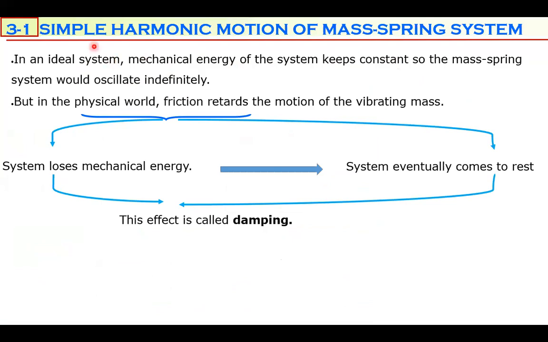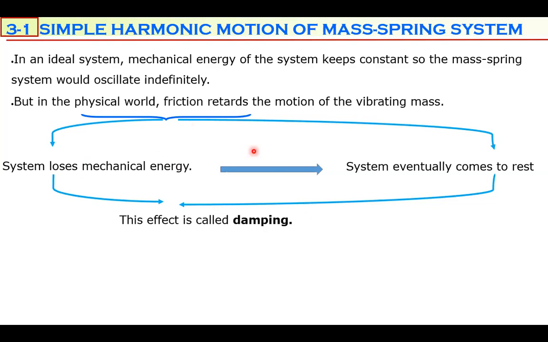But in the physical world, there is always friction, and this friction retards the motion of the vibrating mass. So some energy will be lost as time passes. So the system loses mechanical energy. If energy is lost, of course, the system will oscillate back and forth with a smaller amplitude. Later, this displacement will get smaller and smaller. Finally, the system eventually comes to a stop. This is known as damping.